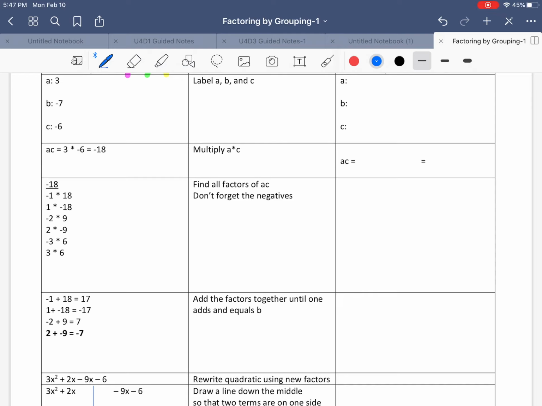Now once you know what a, b, and c is, we need to multiply the numbers a and c. In the example, a is 3 and c is -6. So 3 times -6 gives you a value of -18. Take a second to multiply your example problem a and c.